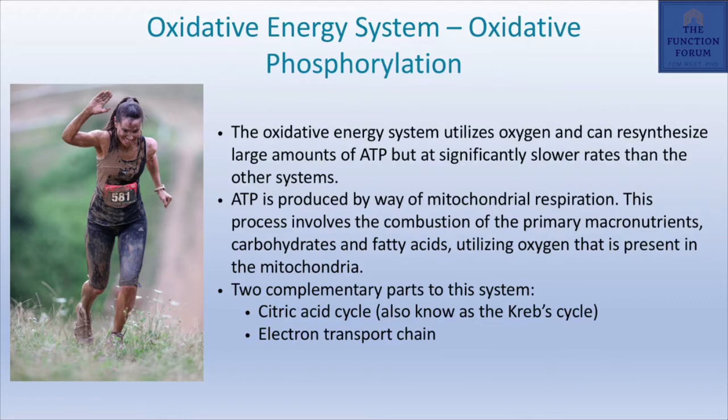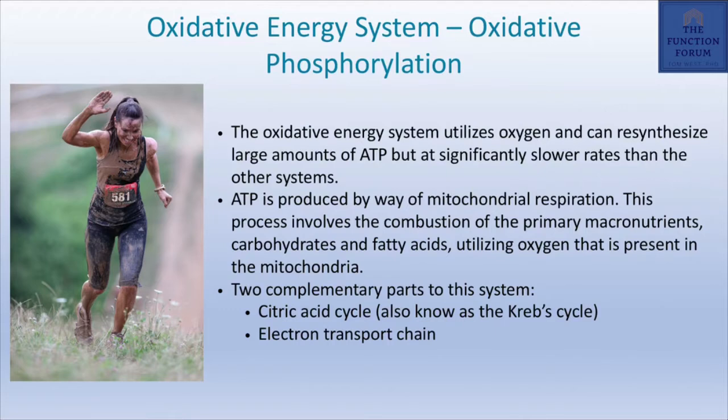The first part of this system is called the citric acid cycle. If you've ever had an exercise phys class, you've probably heard these terms. The citric acid cycle, also known as the Krebs cycle. And it's sort of the first part at which these macronutrients are going to be broken down and energy is released to start the formulation of ATP.